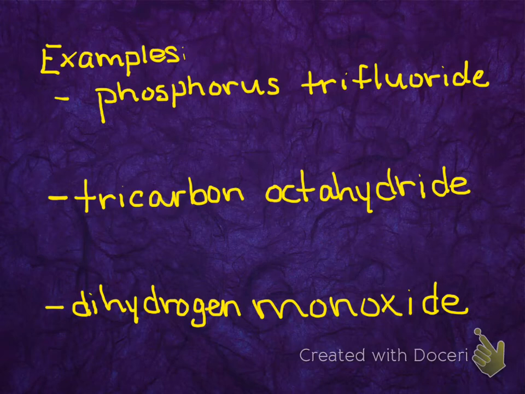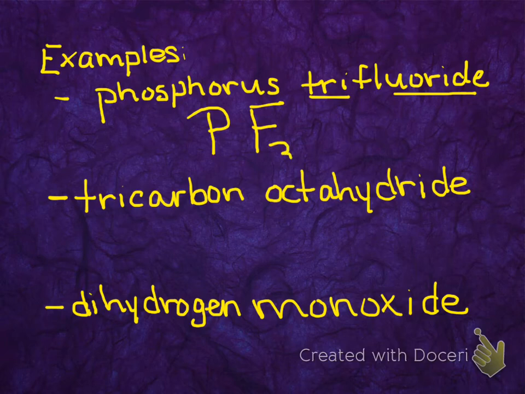Phosphorus trifluoride. Notice that there's no prefix in front of phosphorus. That should give us a clue that there's only one phosphorus. Phosphorus is P. Trifluoride, so we know that fluoride is fluorine, so that's F. The tri tells us that there are 3 of them, so our formula is PF3.